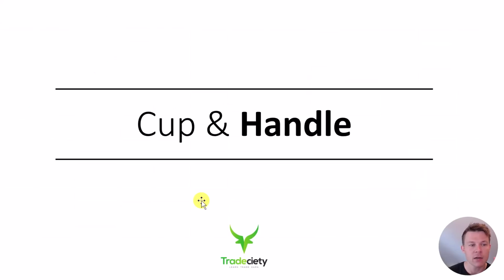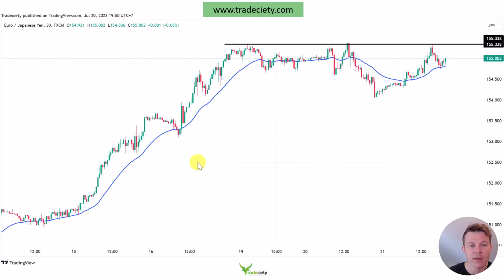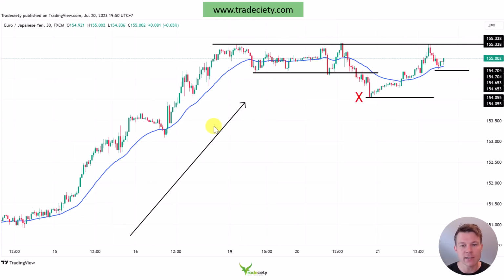Next is the cup and handle, a really important trend continuation, also really important long-term chart pattern. What we see here is that the market has been in a very strong uptrend, and then the market moves into this sideways period. And we can learn quite a lot about the price action when we start to analyze this phase here. First of all, we are in this long-term uptrend.